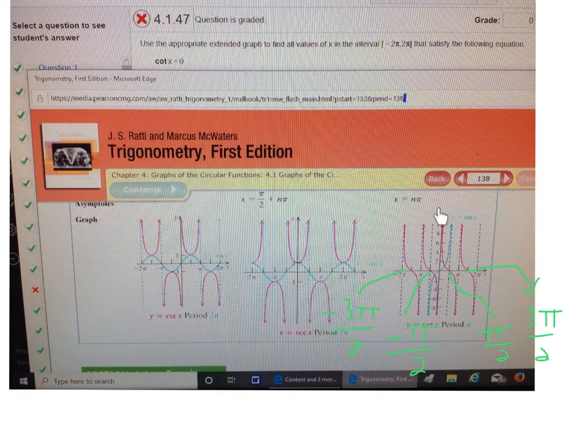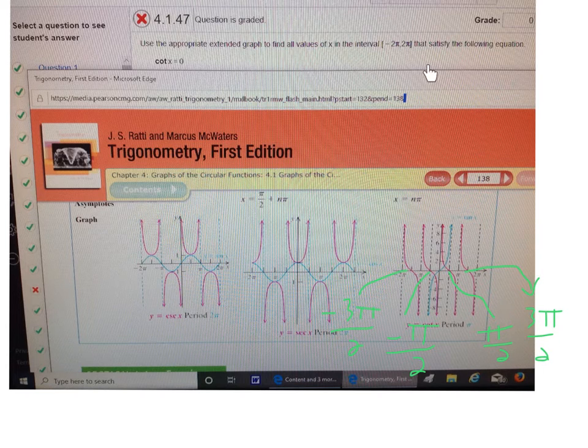I went to page 138, and in red here is the graph of cotangent of x from negative 2 pi to positive 2 pi. We want to find where the y value is 0, or the x-intercepts, and I've already marked those. That's where it crosses the x-axis. Here's negative 2 pi and positive 2 pi. It crosses 4 times, and I have labeled those. It crosses at negative 3 pi halves, negative pi halves, positive pi halves, and 3 pi halves.